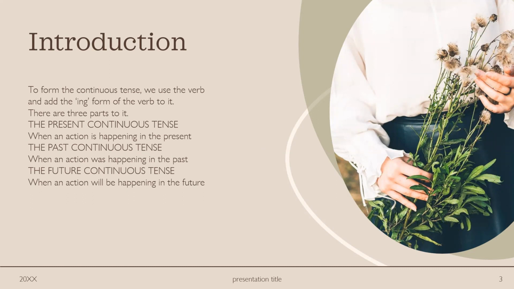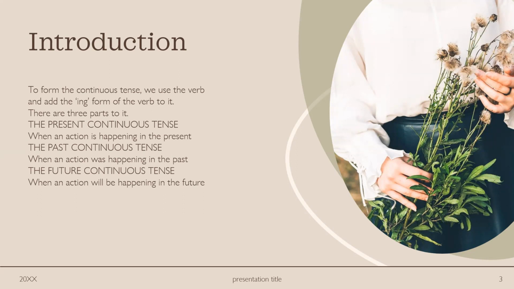For example, if I want to say sing, it will become singing. S-I-N-G, I-N-G. If I'm talking about walk, it will become walking. Run, running. Dance, dancing. So you have to add ing to the verb to make it the continuous tense.